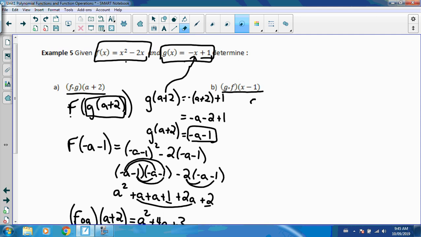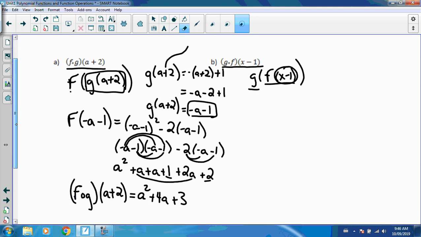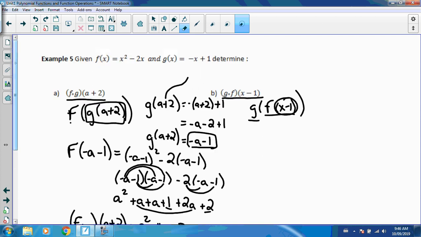Start with the middle, or the inside, that is. So what is this? f of x minus 1. So put that x minus 1 in here and square it, and in here and times it by negative 2. Clean that up, and then put it into the g function here where I have negative x plus 1. So this might be a good point to pause and try that. All right, let's do it together then. So the f of x minus 1 is where I want to start.